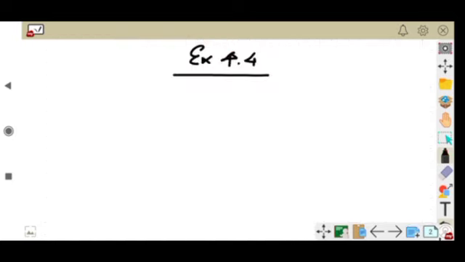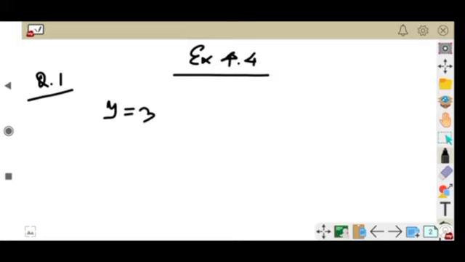We have exercise 4.4, question number 1. Give the geometric representation of y equal to 3 as an equation. Okay, question number 1. You have been given an equation: y equal to 3. So give the geometric representation, that means draw the graph.